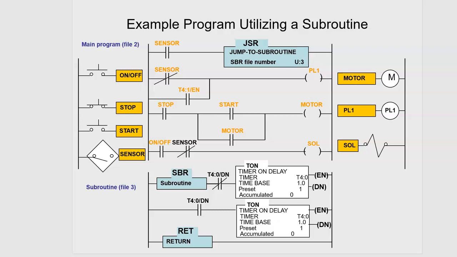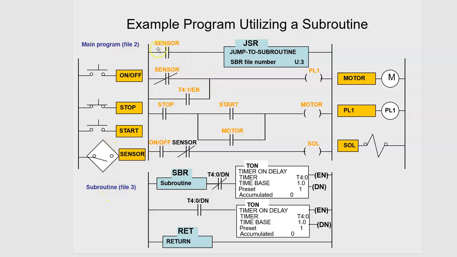Here's an example. Now I didn't have a lot of real estate here, so it looks like one long rung, but it really isn't. Imagine that you couldn't see here on the bottom. This is a totally different file. The top one is my program file, my main rung. And then this smaller one down here, that's the subroutine. So notice this says it's file 2, this is file 3. You'll see what that means when you get to your simulation software.